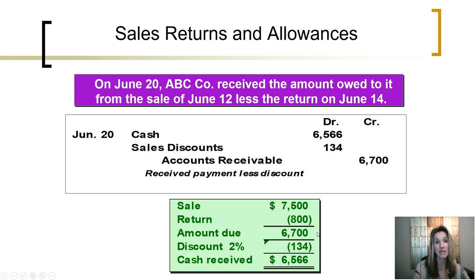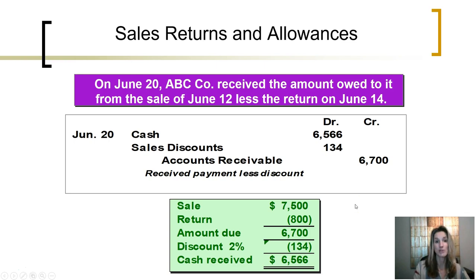They are going to be taking a 2% discount off of the amount owed, so we're only going to receive cash of $6,566. So we decrease accounts receivable by the full amount that is still owed, debit cash for $6,566 to increase, and the discount of $134 is recorded in the contra revenue account to keep track of how much in revenues were given up due to the discounts.